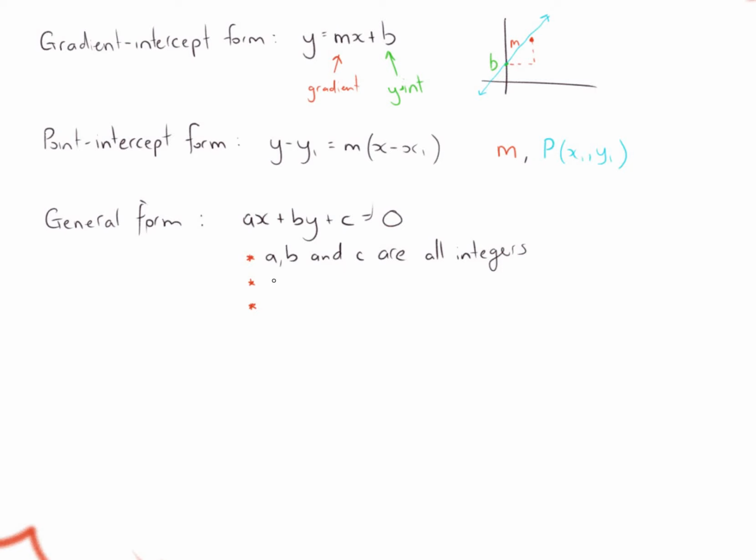And we make sure that the x term is positive. Because everything is on the left-hand side, 0 is on the right-hand side of our equation. When an equation is set up like this, it's said to be in general form. Okay, let's have a look at an example now.